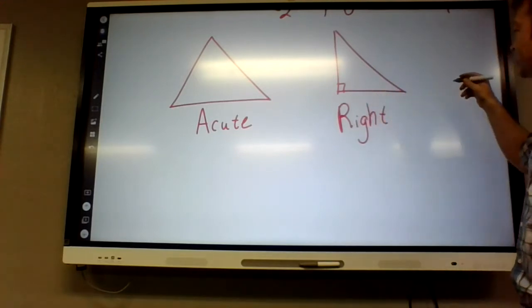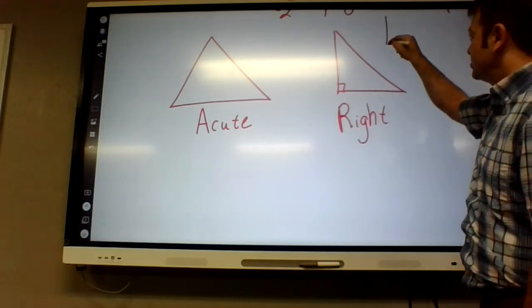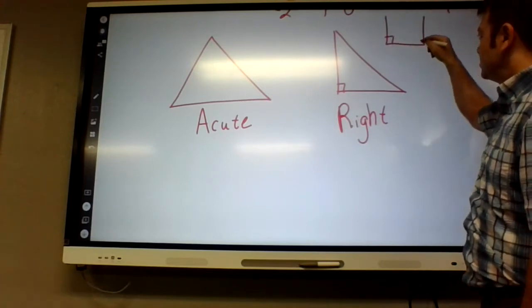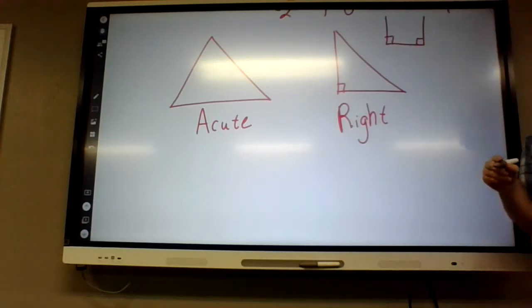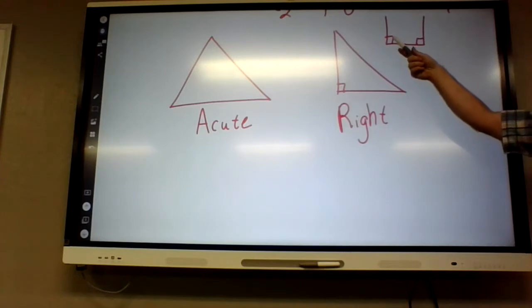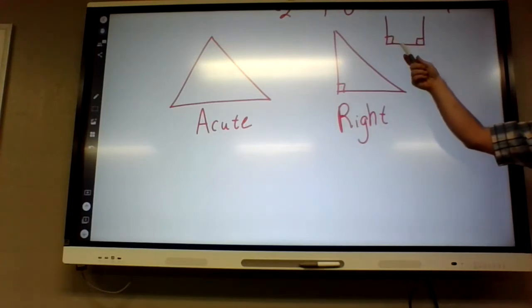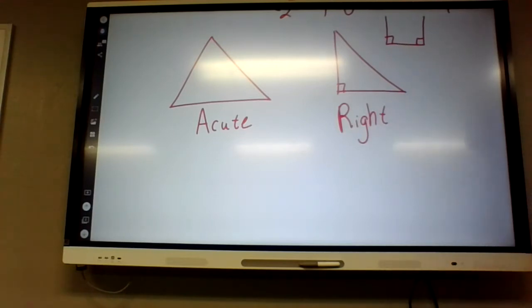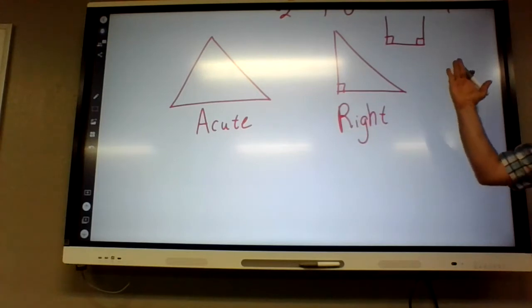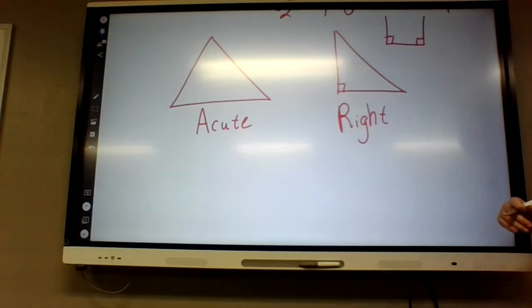Is it possible to have a triangle with two right angles? You guys know why not? Okay, because lines that are perpendicular to the same line are parallel, so they'll never touch. It's like the two walls going straight up. They'll never touch each other. Can't make a triangle with that.